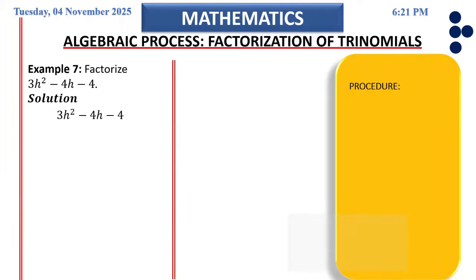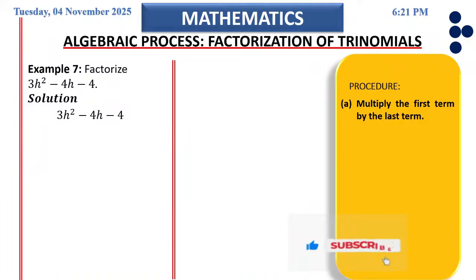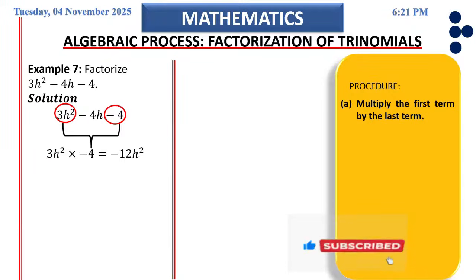The first procedure tells us, this is a question, we multiply the first term by the last term. Looking at it very well, you have your first term as 3h squared, and you have the last term as minus 4. So you multiply them together, and they will give you minus 12h squared. Minus 12h squared.